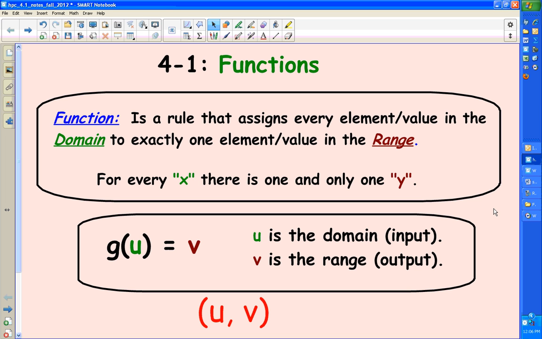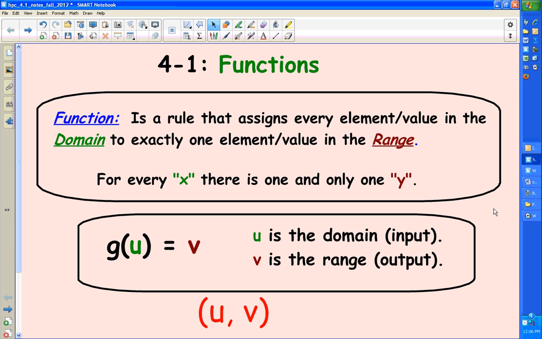So in this section 4.1, we're going to start talking about functions again. You've done this to death over the years. Remember, a function is a rule that assigns every element in the domain, the x's, to one and only one element in the range, the y's. Or for every x, there's one and only one y.